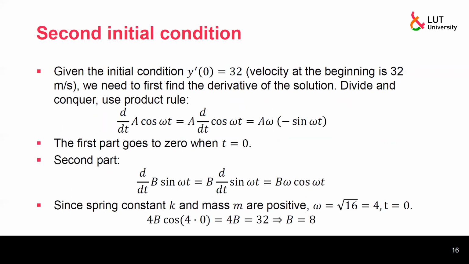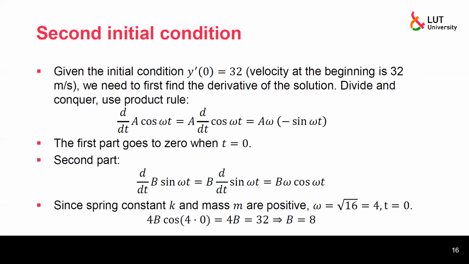And the second initial condition requires us to differentiate. Divide and conquer, so I'm not going to do this all at once. Let's do it in parts, and also take the constant a out. So we get that kind of formula. Well, that goes to 0 when t is 0. Then the second part, the derivative of sine is cosine again, b omega cosine omega t.